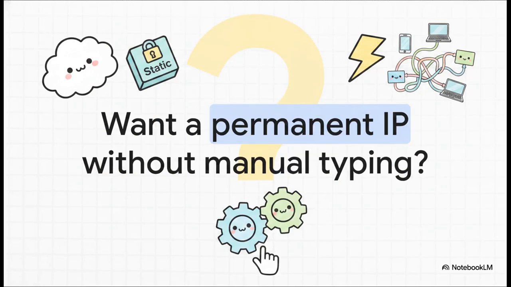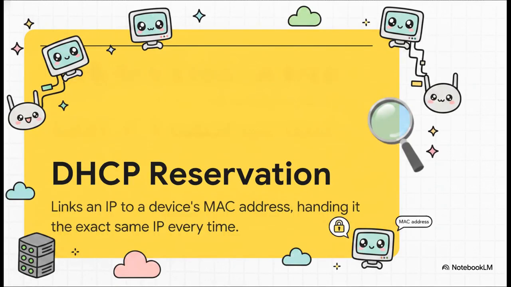So what if you need that bulletproof consistency of a static setup, but you absolutely loathe the manual nightmare of typing network configurations on a clunky printer interface? Is there some kind of middle ground? Enter the ultimate networking cheat code, the DHCP reservation.